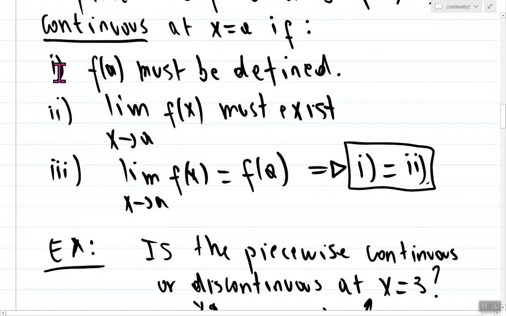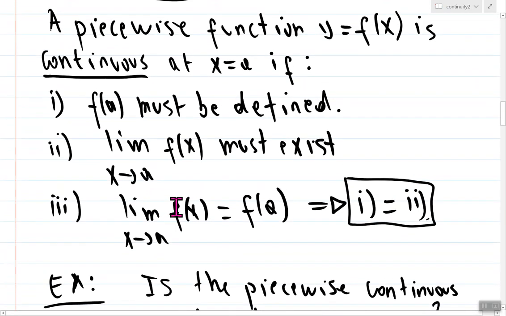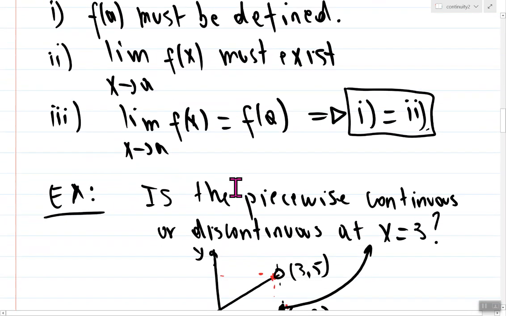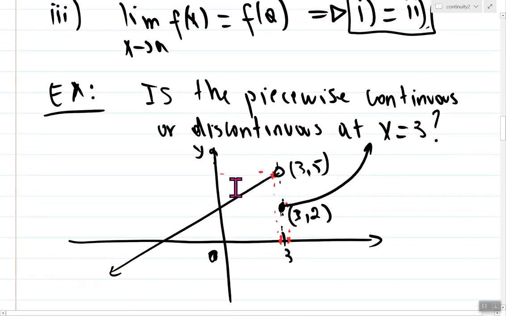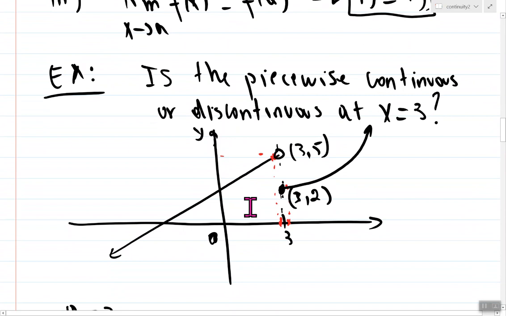Third, 1 and 2 must be equal, meaning f of a must be equal to the limit of f of x as x approaches a. Only when the three conditions are satisfied do we say the piecewise function is continuous at x equals a. For example, we go back to our function that we gave earlier. Is the piecewise function continuous or discontinuous at x equals 3?